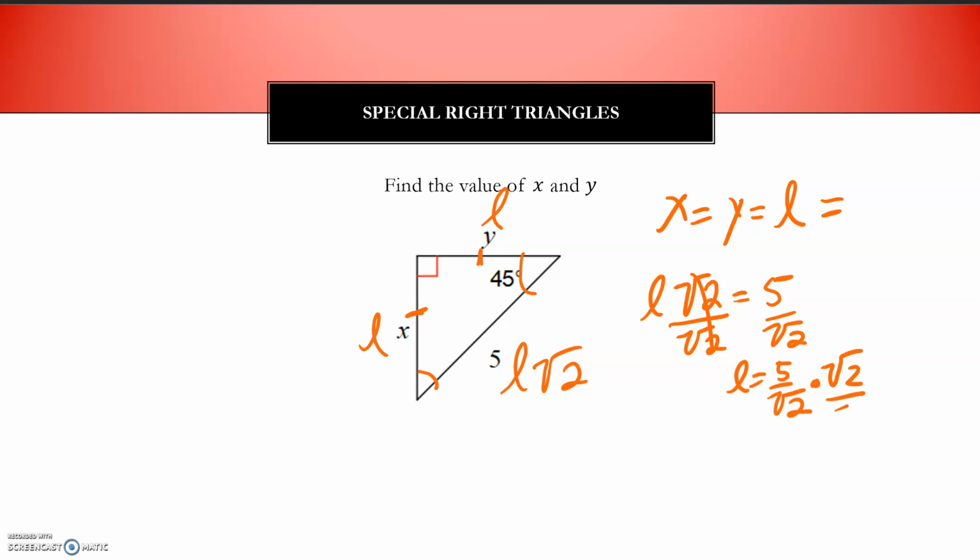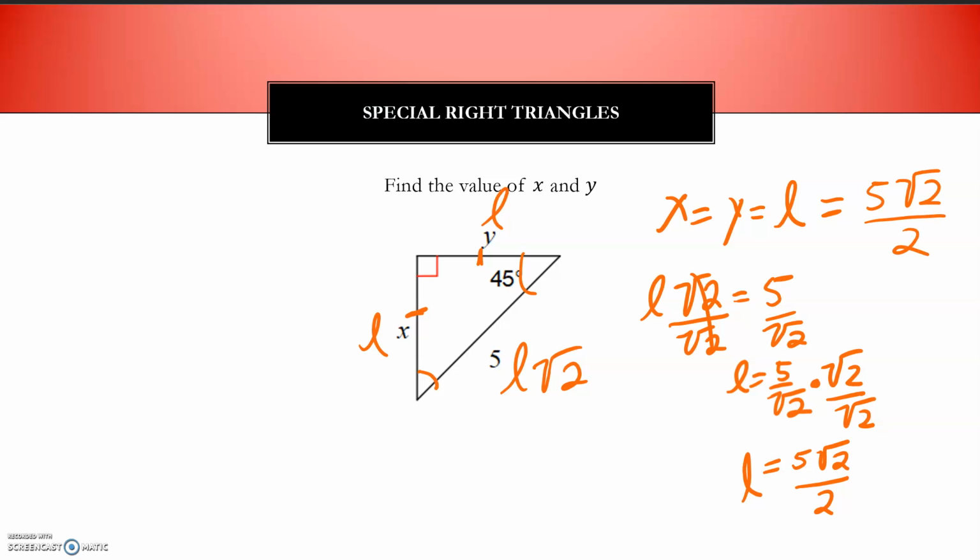So I'm going to do root 2 over root 2. I'm going to multiply. That's going to get me 5 root 2 over 2 for L. And again, that's because 5 times root 2 remains the same, but root 2 times itself cancels the radical. So my answer for L, which is x and y, is 5 root 2 over 2.